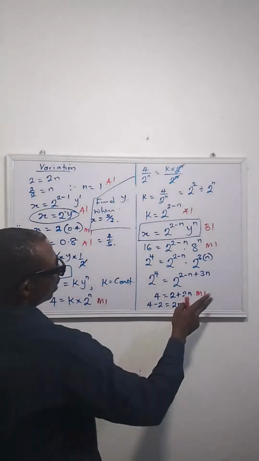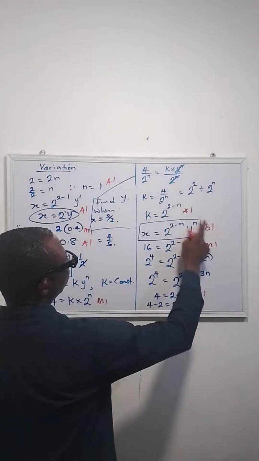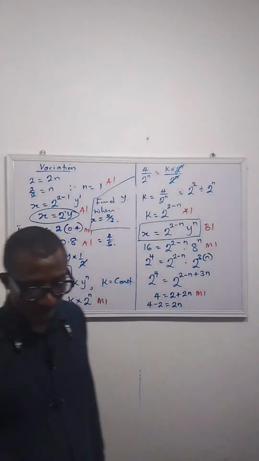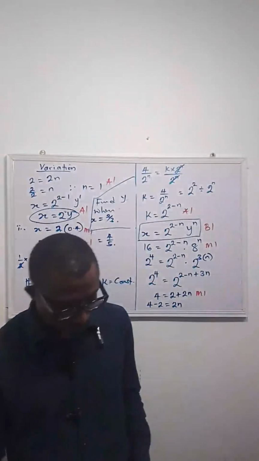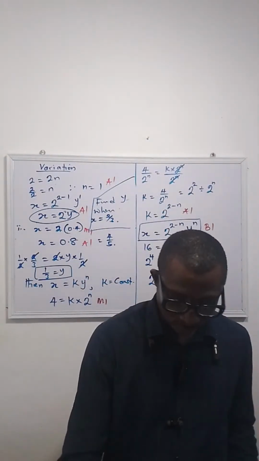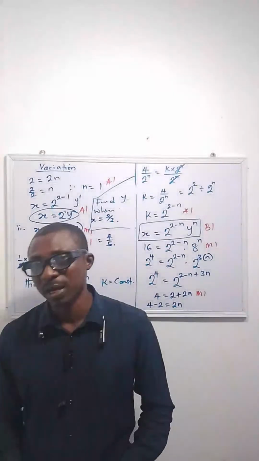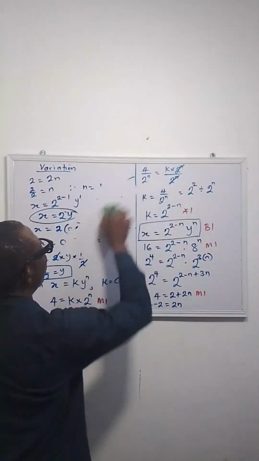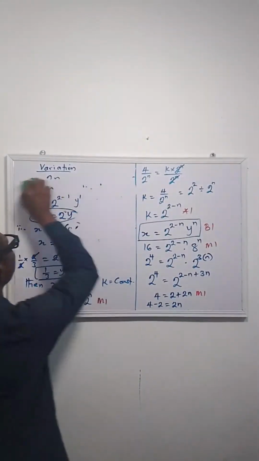So let's count how many marks altogether. 1, 2, 3, 4, 5, 6, 7, 8, 9. So we have 9 marks altogether. All right, so that is the first question we are looking at. Now let's look at the second question and see how the question looks like.